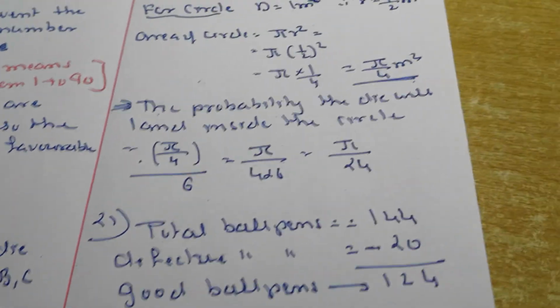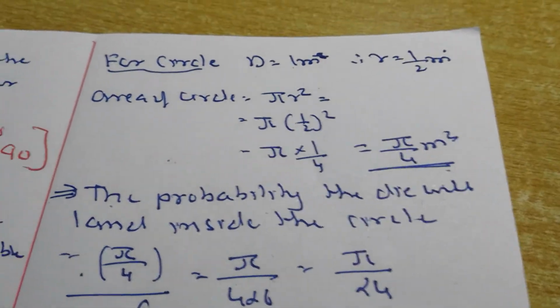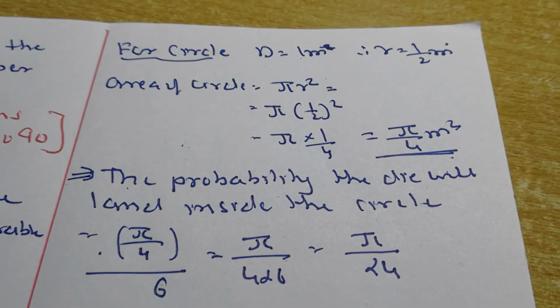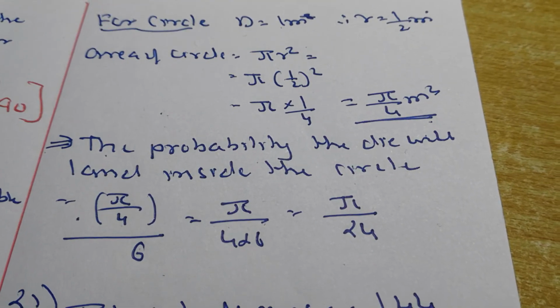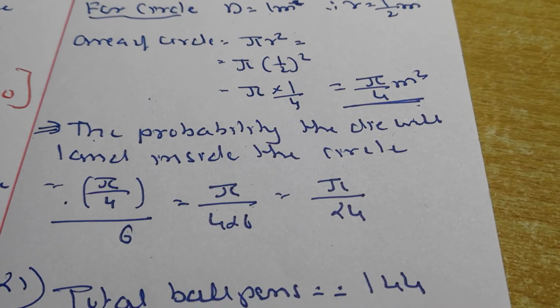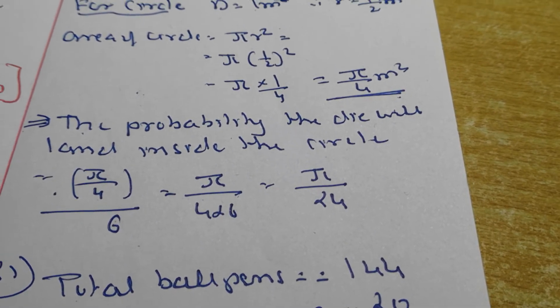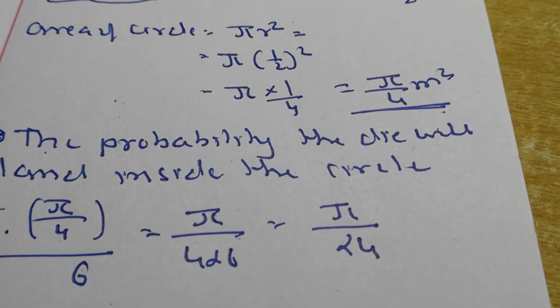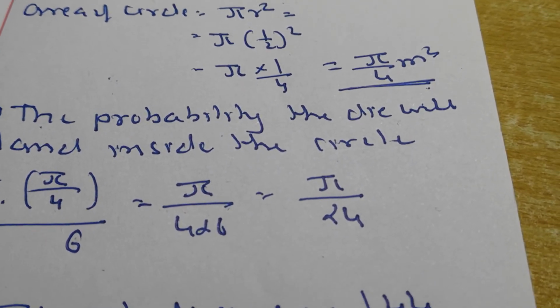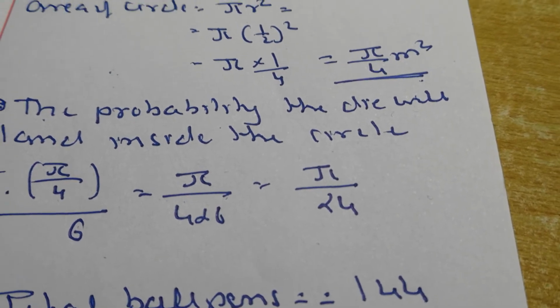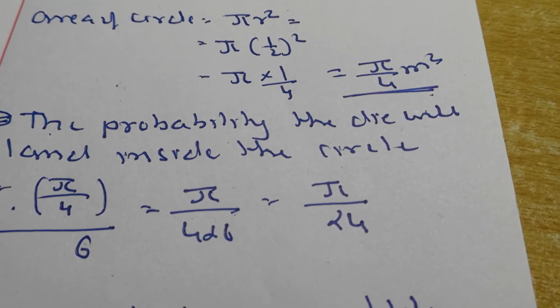In the same way we are going to find out the area of the circle. Diameter is 1, that means radius is 1 upon 2 meters. So area of circle is pi r square. So pi as it is we are going to write pi, and radius 1 upon 2 whole square, which comes to 1 upon 4. So pi into 1 upon 4 is pi upon 4 meter square. That is the area of the circle.